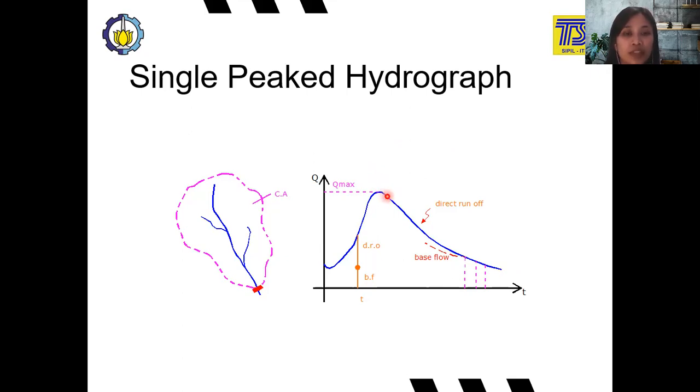So for example, here we have the direct runoff. The direct runoff is the water which becomes the surface runoff. And then there's also base flow. Base flow is the water which is flowing without rain. So even though there's no rain, this is the minimum water level or the minimum discharge which is flowing in that river. There are also these differences between direct runoff and base flow.